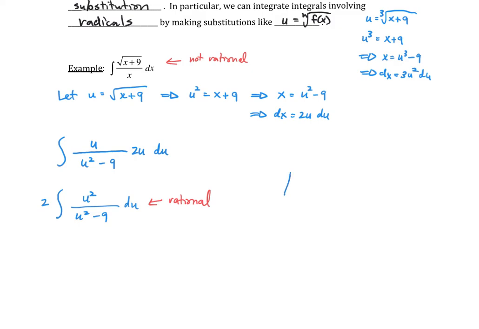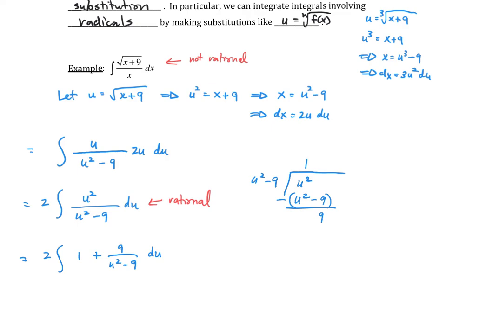So I'm going to take u squared divided by u squared minus 9. I'm going to have a 1 in my quotient. I'll have u squared minus 9. And when I subtract these, I'm going to get 9 coming down. So really, this integral is going to become 2 times the integral of 1 plus 9 over u squared minus 9 du, right?